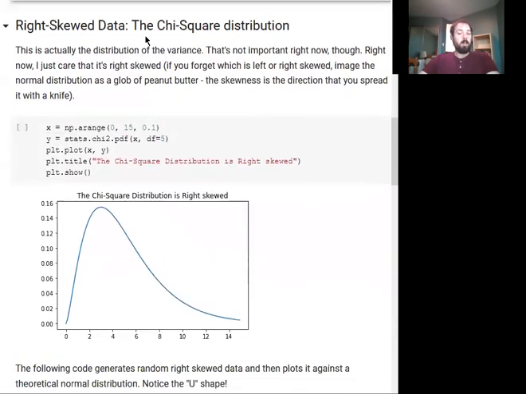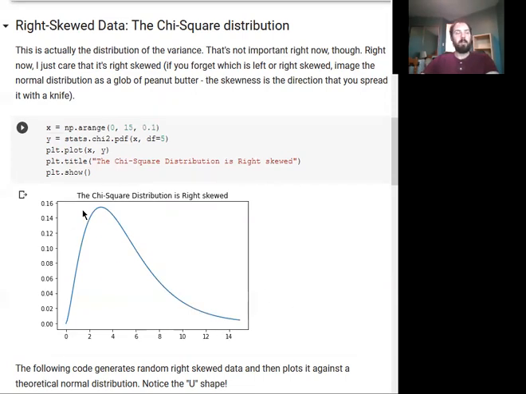I'm going to move on to the chi-square distribution. You don't need to understand the chi-square distribution at this time. Just know that it's a right-skewed distribution. So when I sample data from this distribution, most of it's going to be in the center. There are going to be some large outliers, but no small outliers. This is what right-skewed means. We've got a small tail on the left, big tail on the right.